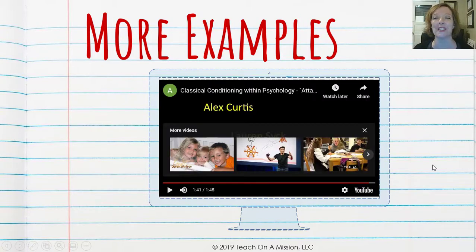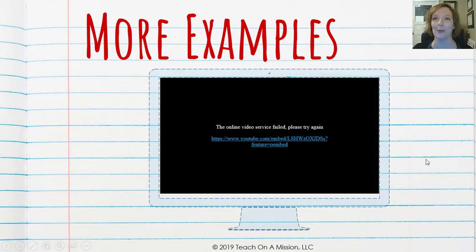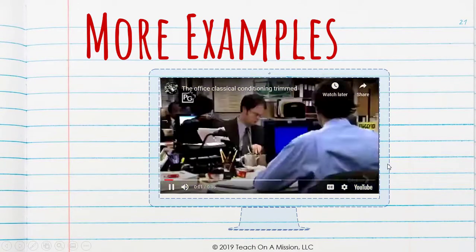Okay, so that's a really funny example. And look, I am not telling you to condition a sibling in any way, shape, or form. However, that example does show really how this works. This does work. Okay, one more example.